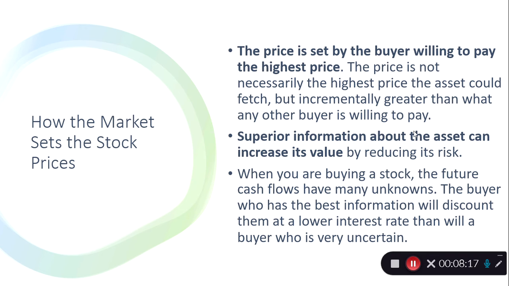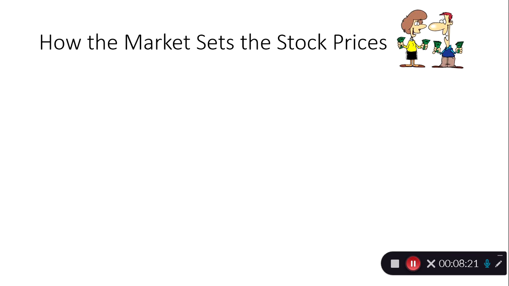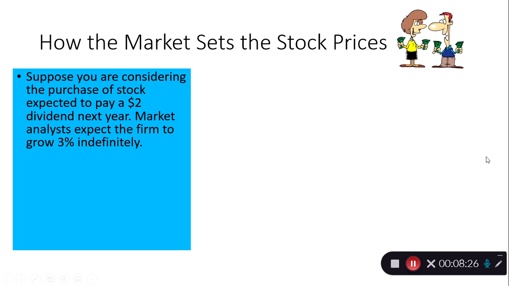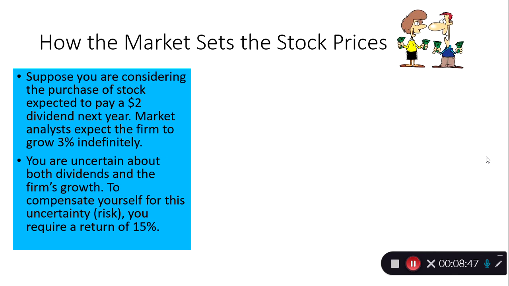Let's take a look at an example. Let's say you are considering purchasing a stock that is expected to pay a $2 dividend next year per share. Market analysts expect the firm to grow 3% indefinitely, forever. So your G will be 3, right? You are not certain about either the dividends or the firm's growth.